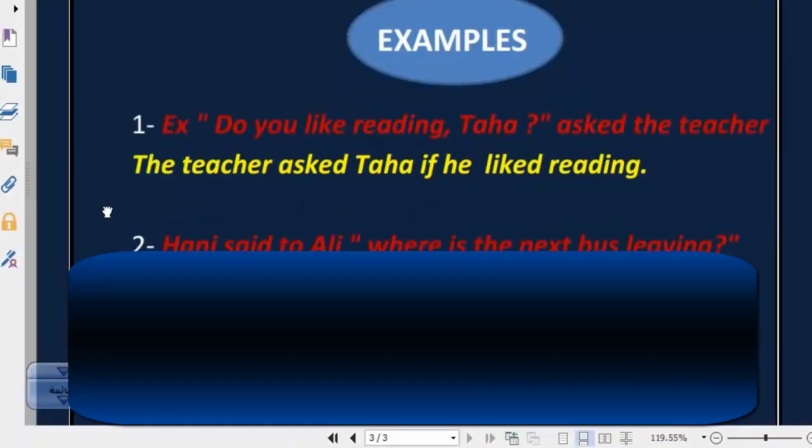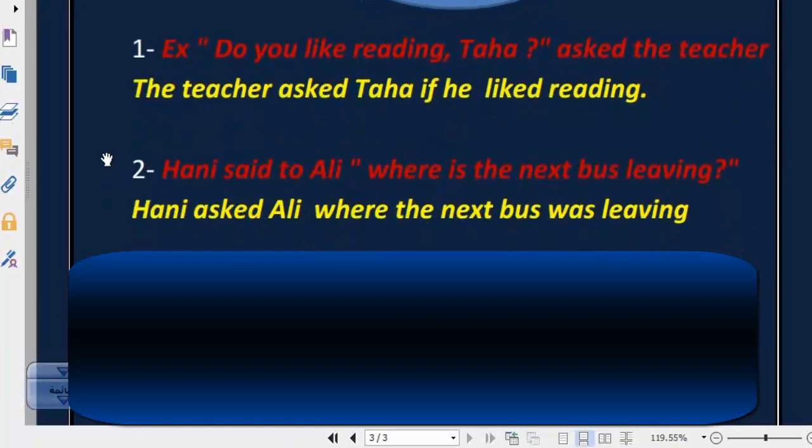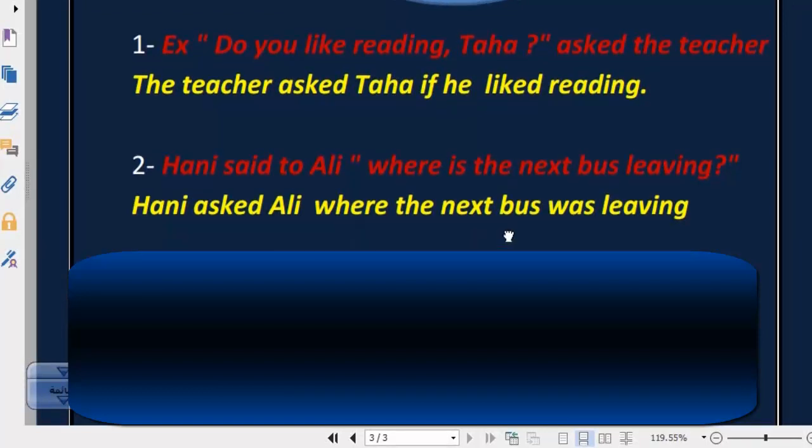Example number 2. Hani said to Ali, "Where is the next bus leaving?" So it will be, Hani asked Ali where the next bus was leaving.